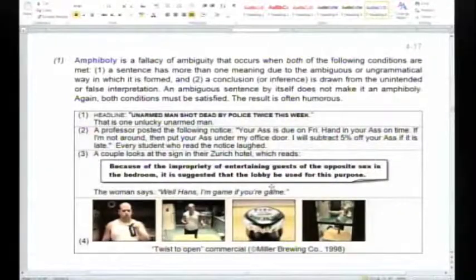So, headline: unarmed man shot dead by police twice this week. Someone says, well, that's one unlucky unarmed man. Well, because it didn't mean the same guy got shot dead, right?